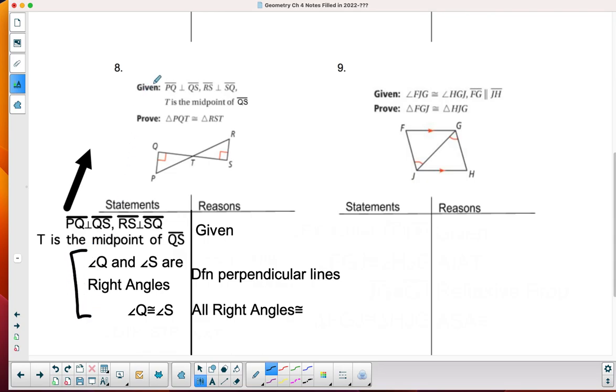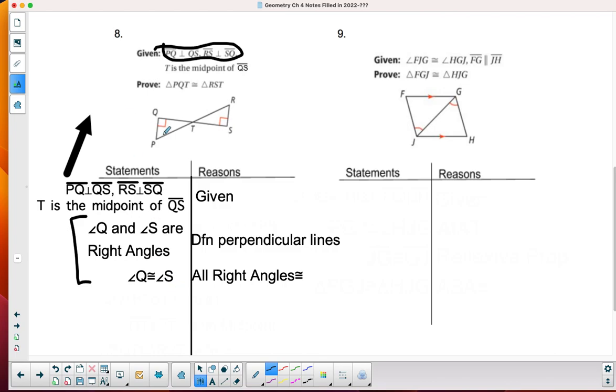Okay, when we're given this section of perpendiculars here, we got 2 steps to show our angles are congruent. Angle Q and S are right angles, definition of perpendicular lines, and then Q and S are congruent because all right angles are congruent. Remember, Q and S are right angles there. Now, after we do that, I'm going to mark these. Just mark them, hey, they're congruent.